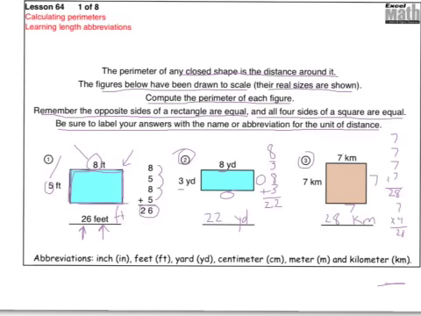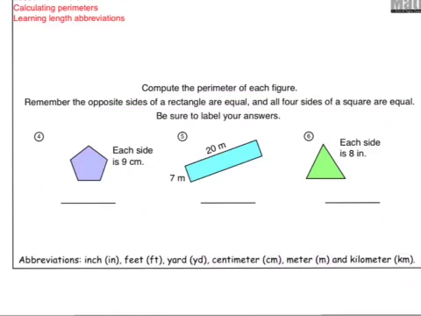Here are some abbreviations just to remind you. Inches, IN, feet, FT, yards, or YD, centimeters, CM, meters, or M, and kilometers, KM. Alrighty. Here are a few problems for you to try. You need to find the perimeter for 4, 5, and 6. Pause the video and then turn it back on when you're ready for the solution to those 3 problems.